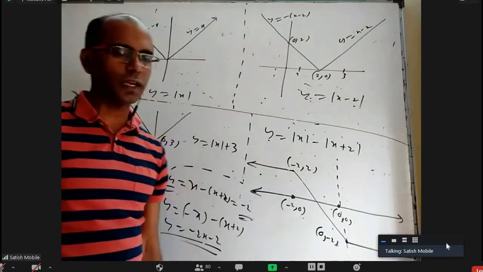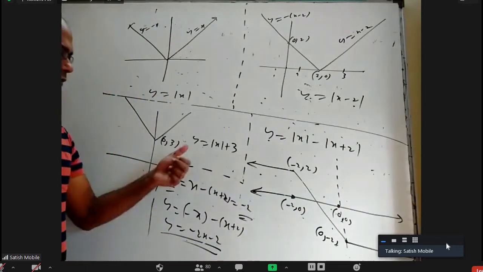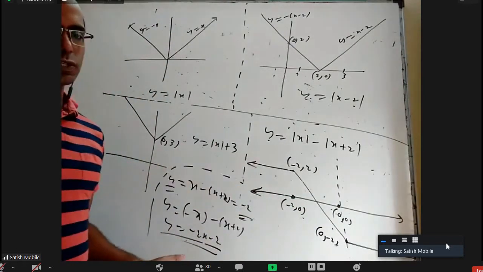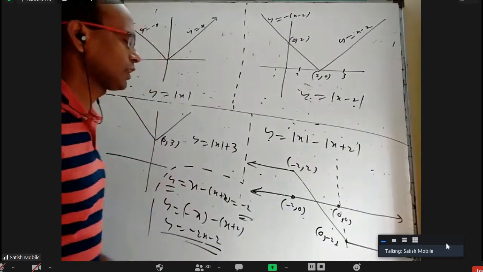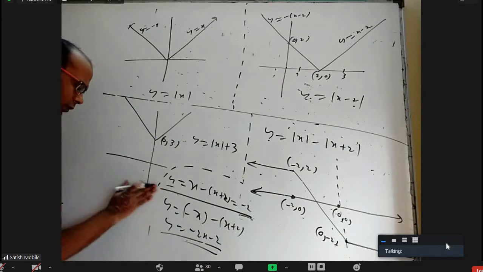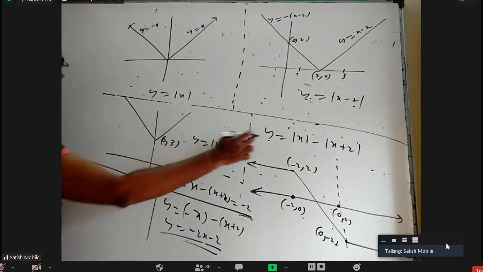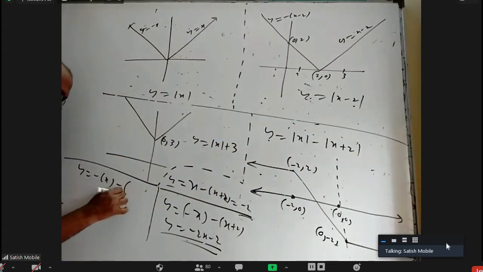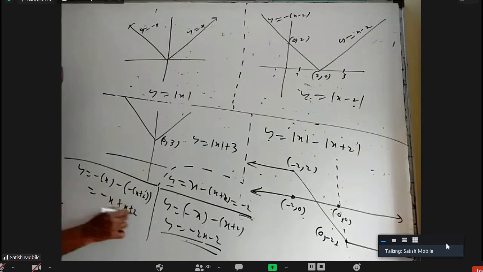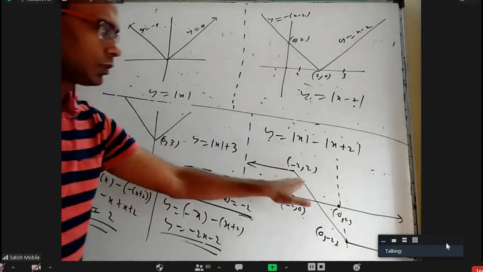You should not draw the full line, because this line is acceptable only between minus 2 to 0. Because I wrote mod x as minus x. Let us take before minus 2. This also negative, this also negative. Then what happens? y equal to minus x, because this is minus x, and that is minus of x plus 2. So that will be minus x plus 2, which will be y equal to 2. What is y equal to 2? Horizontal line. This is y equal to 2.